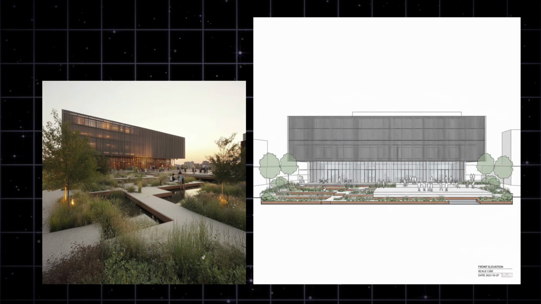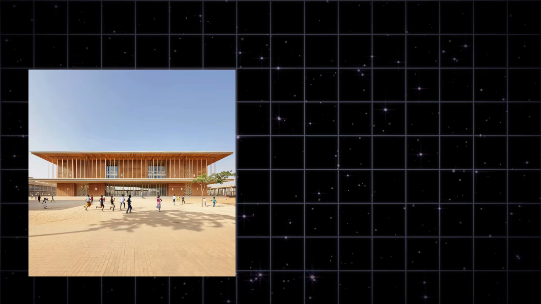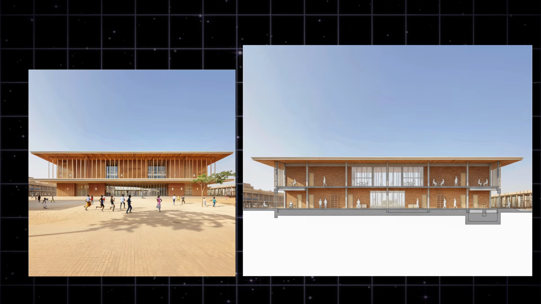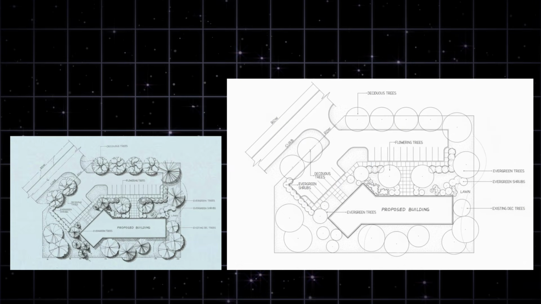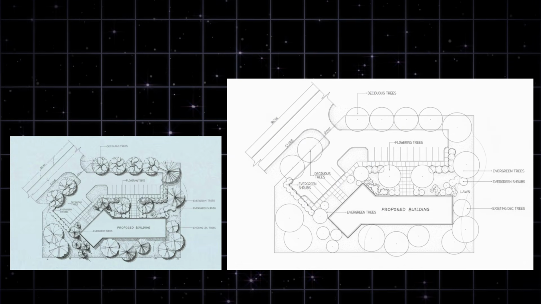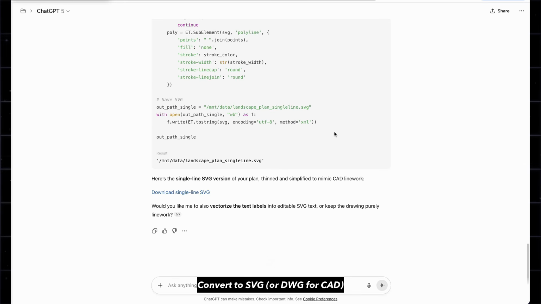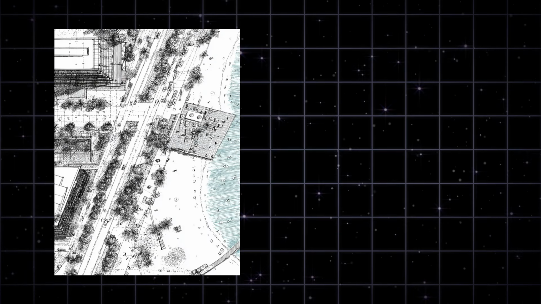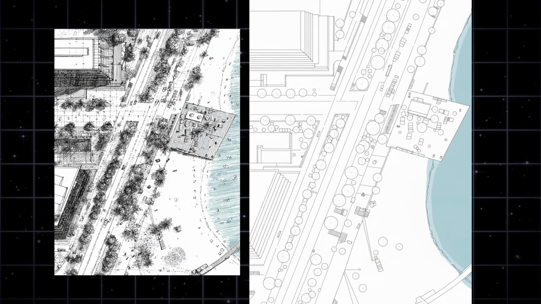The good news is it can also generate front and side views from a perspective rendering or even create cross-section drawings in different styles. Using the same method, we can ask Nano Banana to simplify a landscape plan into a CAD-like image. Then we can send that image to ChatGPT to convert it into an SVG or DWG file. If you know a better workflow, feel free to share it in the comments.